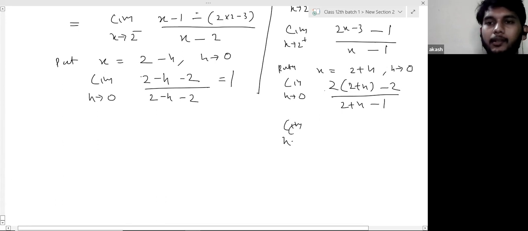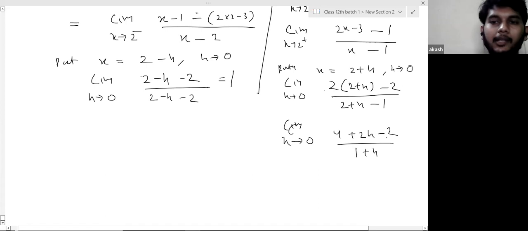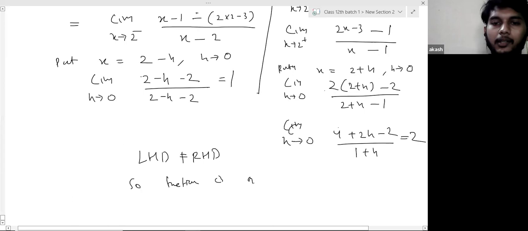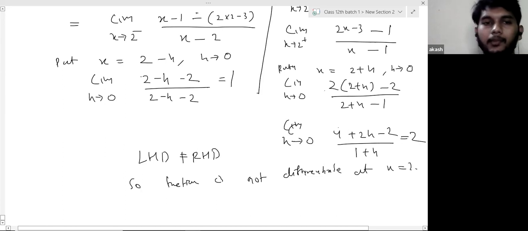Or directly you can put h tending to 0. This is 4 plus 2h minus 2 upon 1 plus h. Put h equals to 0 directly, we have no issues. So 4 minus 2, 2 upon 1 is 2. So we can see LHT is not equal to RHT. So the function is not differentiable at x equals to 2. This thing is clear or not, everyone? Clear, sir.